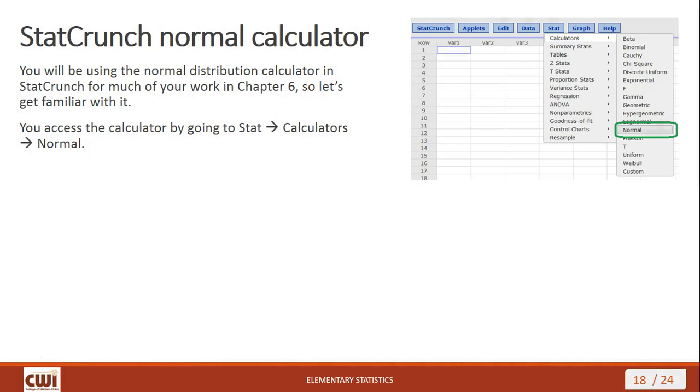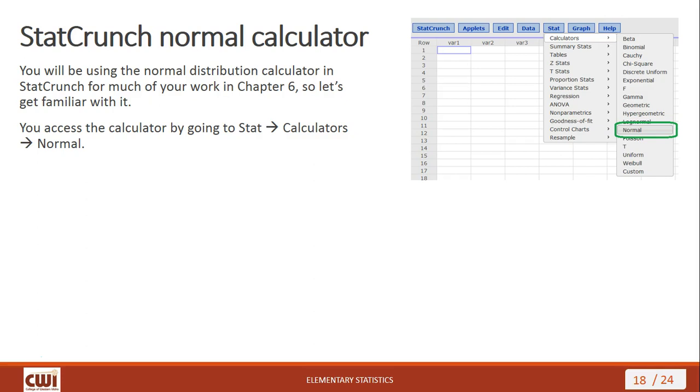I think, though, more often than not, when you're working your problems, you're going to be using the tables less, and you're going to be using software like StatCrunch a whole lot more. StatCrunch has a number of different calculators, as you've seen previously, for different probability distributions. The normal calculator is extremely useful when dealing with normal probability distributions. So let's look a little bit about how we use this normal calculator inside StatCrunch.